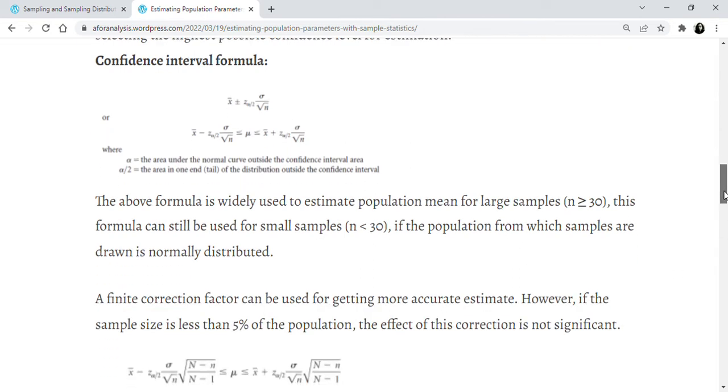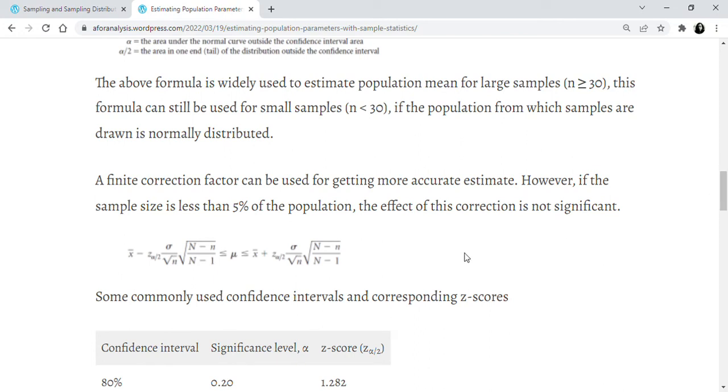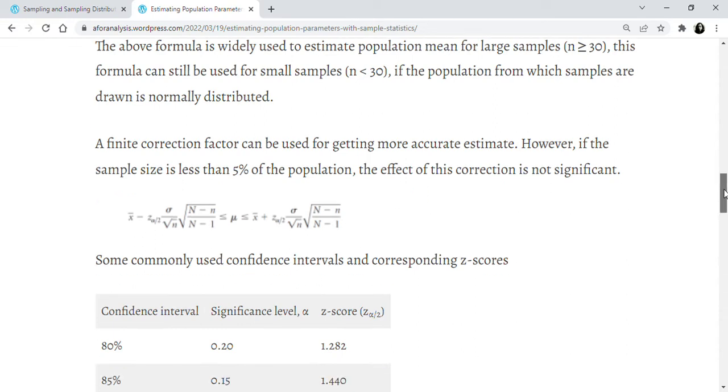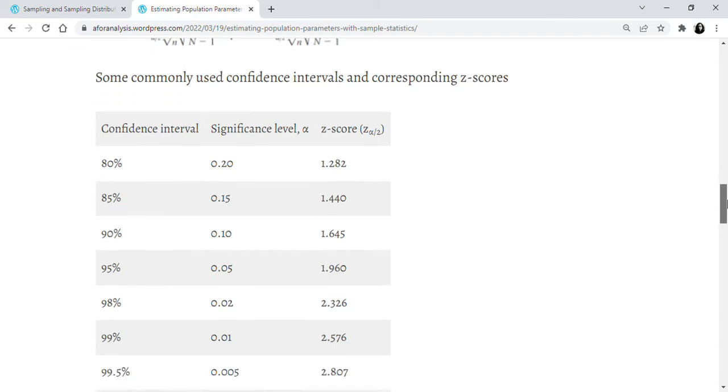Next, there is a correction we can use if we want to make it even more precise. There are a few commonly used confidence intervals and z-scores here. Take a look at this.